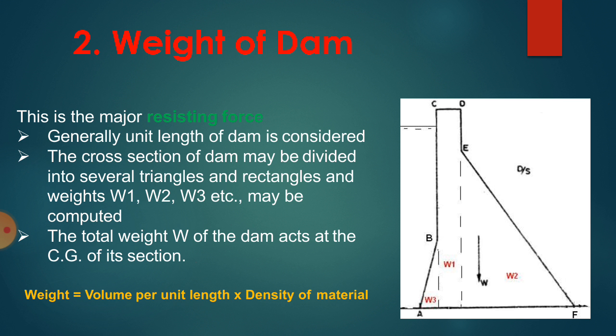Whenever we want to find the CG, we have to divide this figure. So this gravity dam can be divided into three figures: two triangles and one rectangle. So you can easily find the CG of this section, and the weight of the dam acts exactly at the CG of the section. Now weight is equal to volume per unit length multiplied by density of the material.